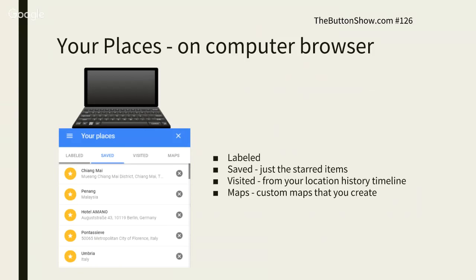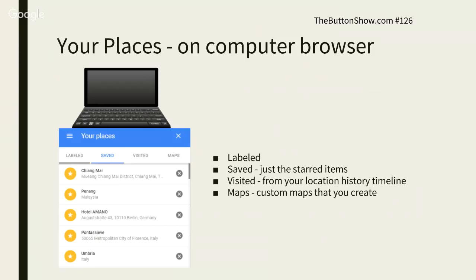Now on a computer, there's a little bit of difference between computers and the mobile devices. On a computer, your places is just 4 items. One called labeled, which is where you can save particular places and give it a label. One just called saved, which is the starred items. And that's been around for a long time. We've been teaching how to star places for years. And that's the only type of saved places that are on the computer.